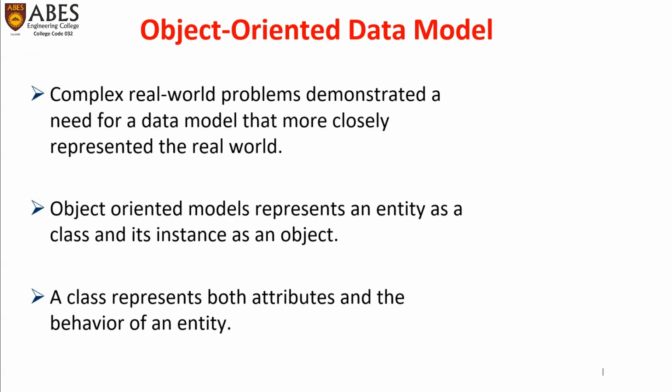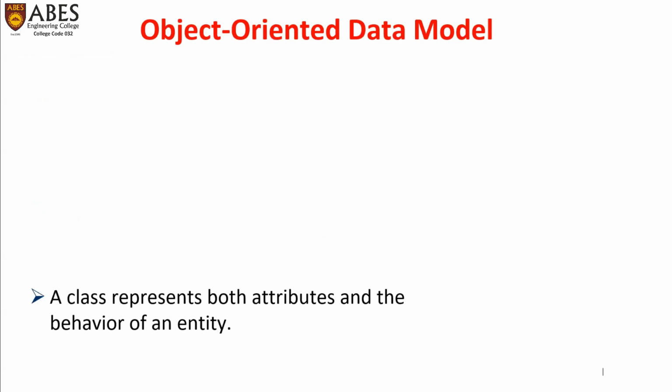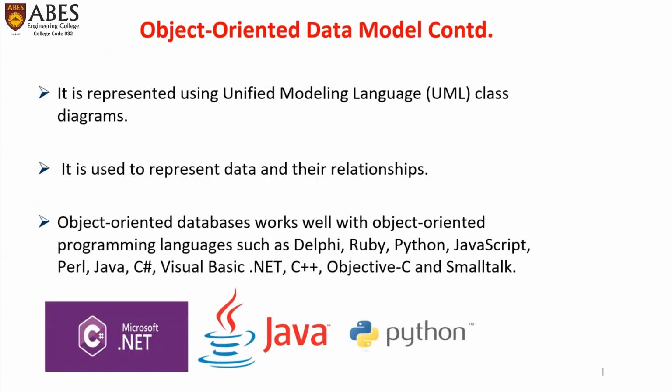A class represents both the attributes and the behavior of an entity. It is represented using unified modeling language, like a UML class diagram. With the help of UML, we can demonstrate the object-oriented data models. It is used to represent data and their relationships.